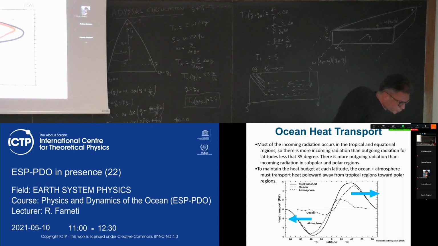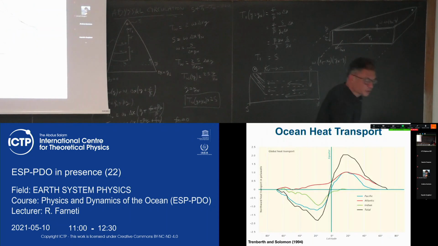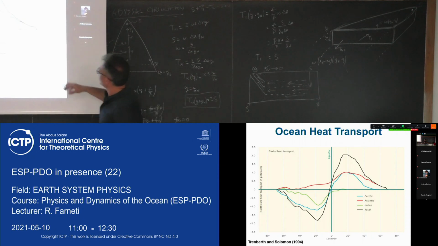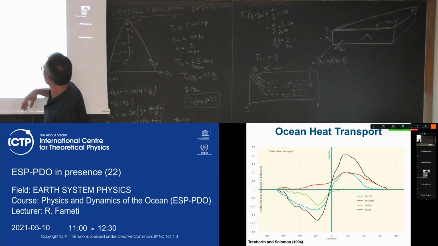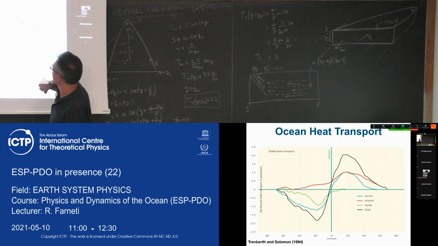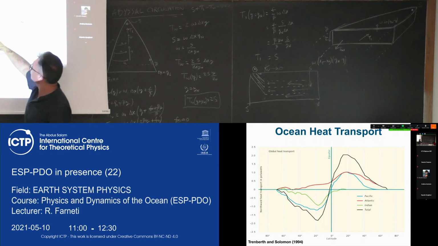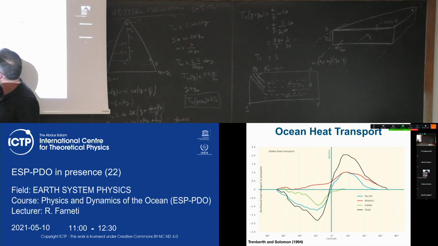You can divide the heat transport of the ocean into the contribution by the different basins. Okay? So black is total, red is the Atlantic, blue is the Pacific, green is the Indian. The Indian doesn't go farther north than 20 degrees, so it transports heat towards the pole.